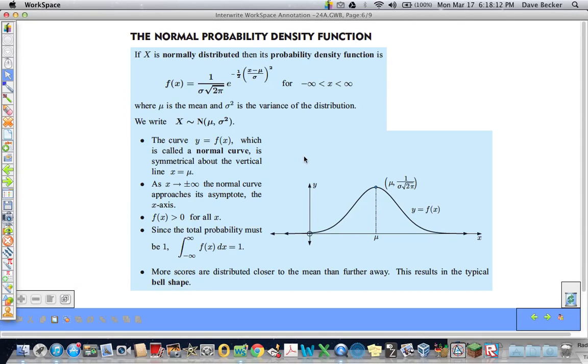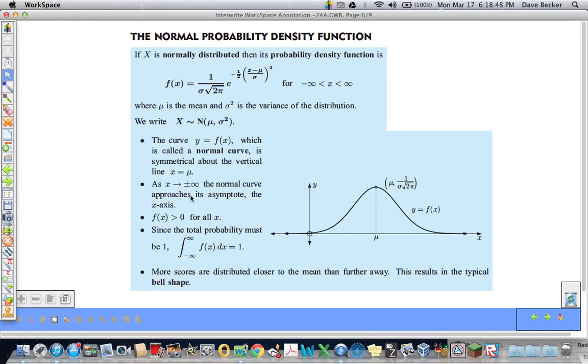This is the function of which we speak. Luckily for you, we don't have to have this memorized. It's just there. It is the function that defines the normal probability density function. We write the random variable x is distributed as a normal function with mean mu and variance sigma squared. It's called a normal curve. It's symmetrical about the vertical line x equals mu, where this is the mean. So it's exactly the same to the right of the mean as it is to the left of the mean.